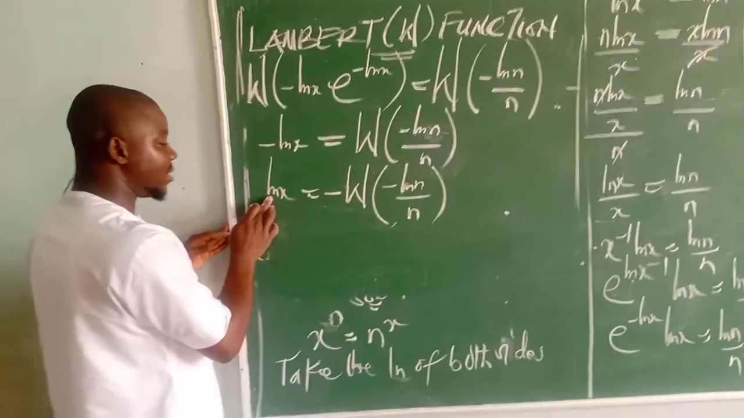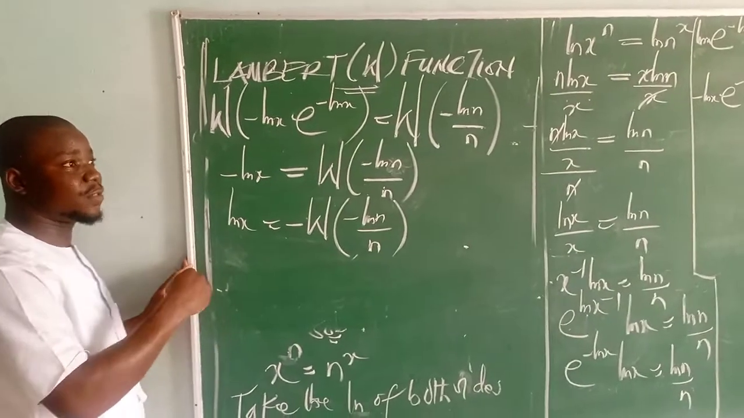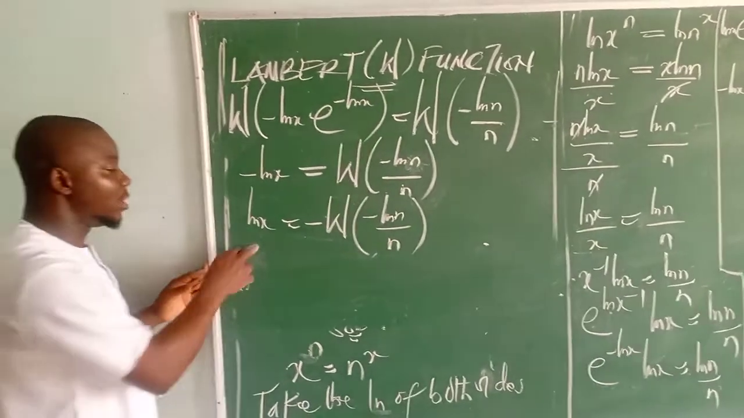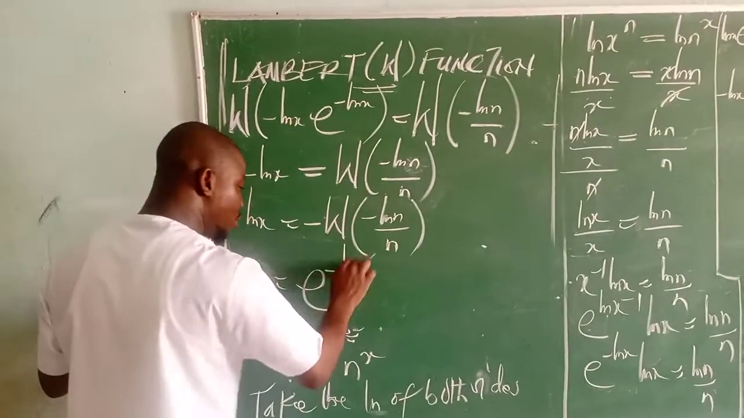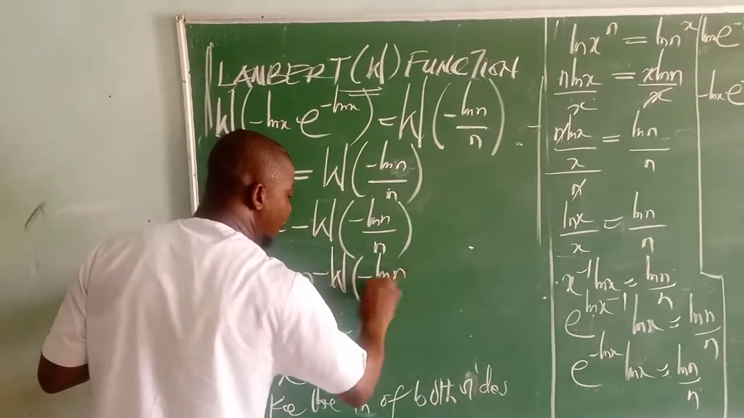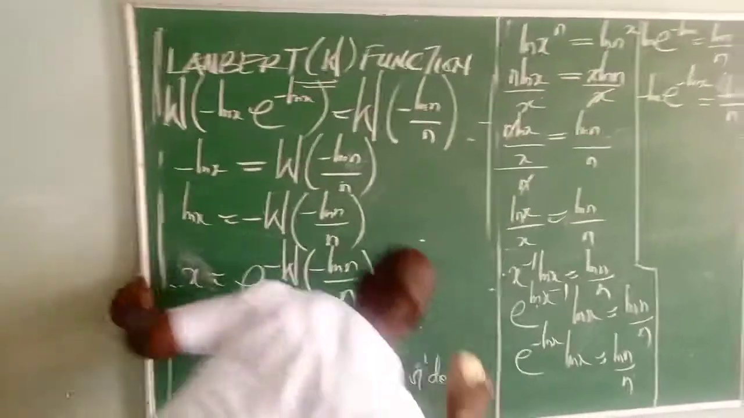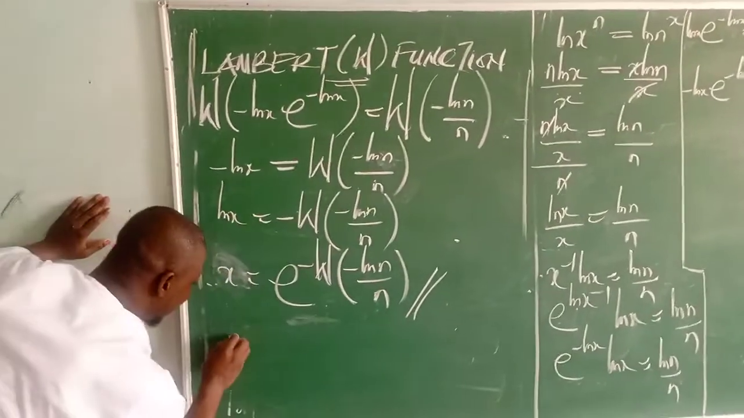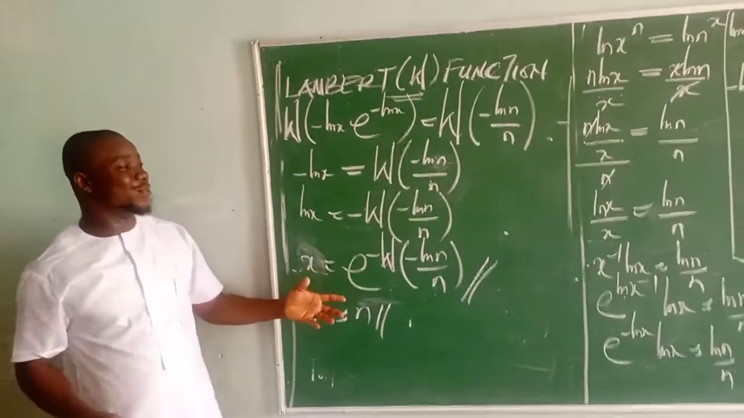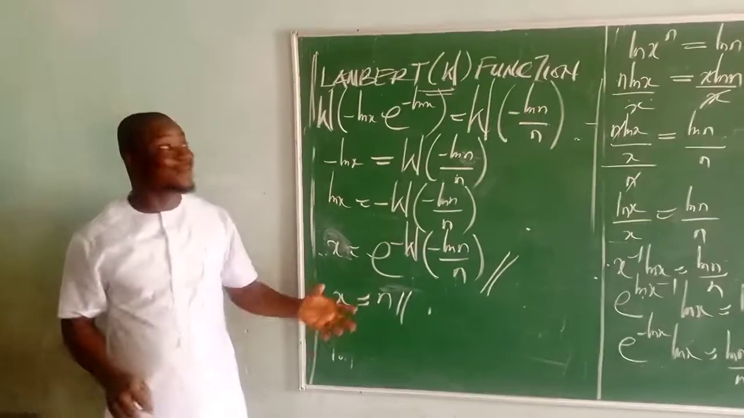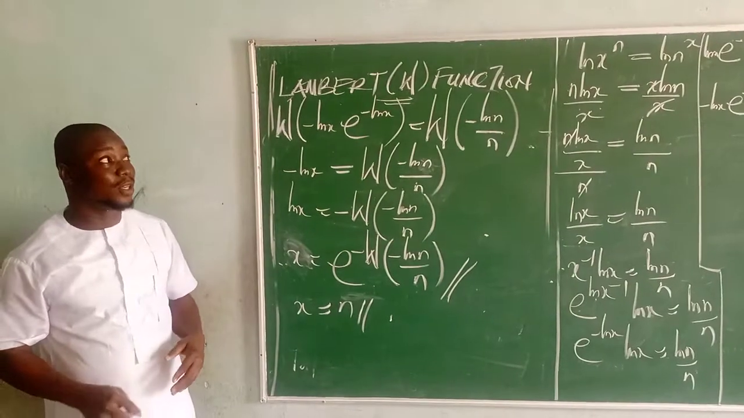And then from here, this ln x, like I told you, is the same thing as log x to base e. Transforming the logarithmic function into an indicial function, this gives us x equal to exponential minus product log function of minus ln n all over n. And when you solve this further, you discover that x is equal to n. Beautiful, right? So you see the beauty of the Lambert W function. It makes work easy. Naturally, you cannot solve this analytically, but with the help of the Lambert W function, it's very easy.